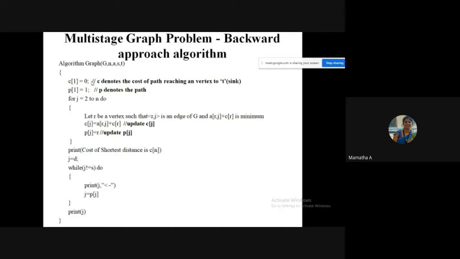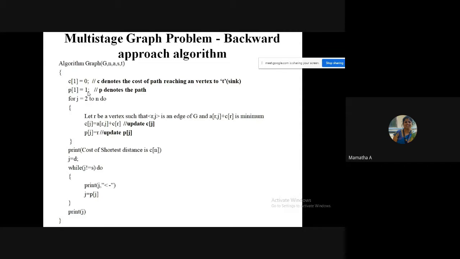And in the different approach, we are trying to find it here starting from the vertex 1, that is my source vertex. Earlier we started from the sink itself, but here it is my source vertex. So C of 1 equals to 0. And earlier it was P of n equals to n, but here P of 1 equals to 1. So there we started from the sink and reached the source, but here we will start from the source, then reach the sink.